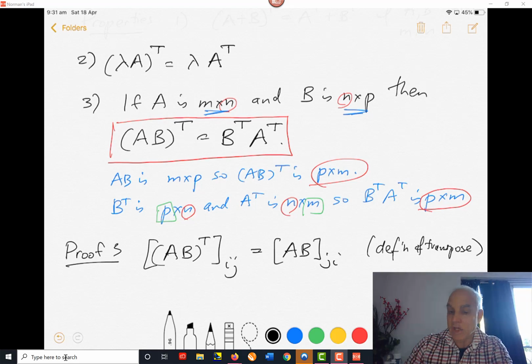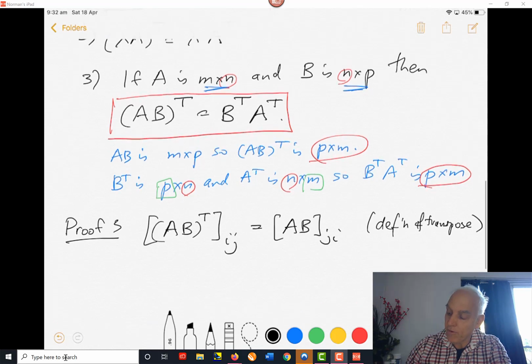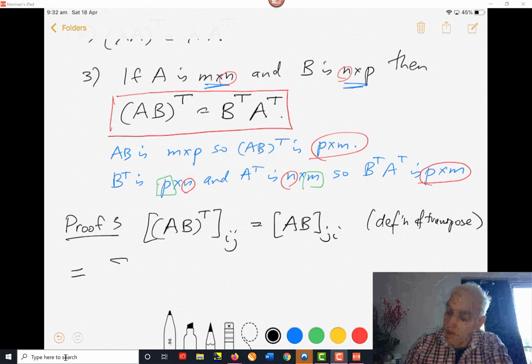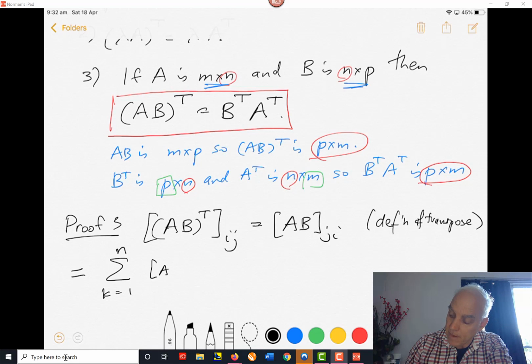Now, what is the ijth entry of AB? I remind you that A is, we're assuming, m by n, and B is n by p. So this is the ijth entry. It's the sum from k equals 1 to n of the ikth entry of A times the kjth entry of B.